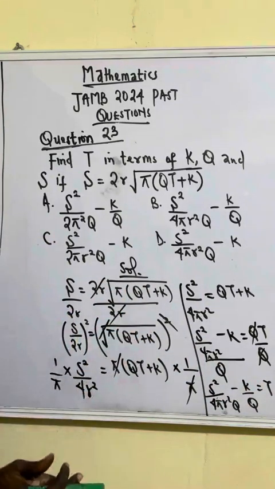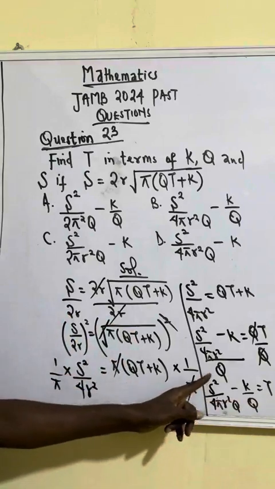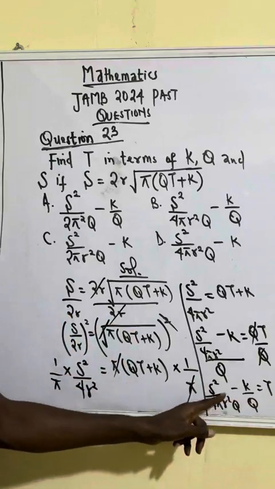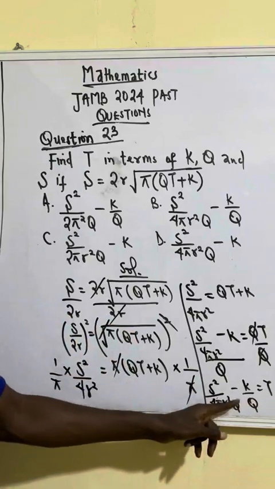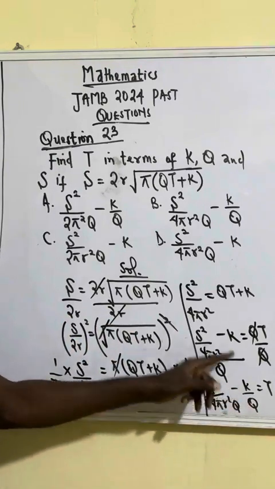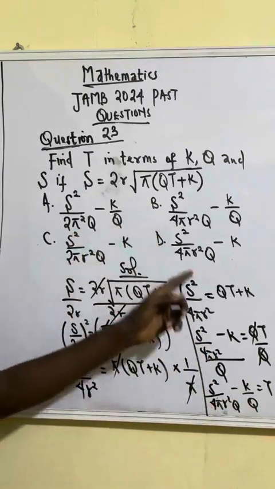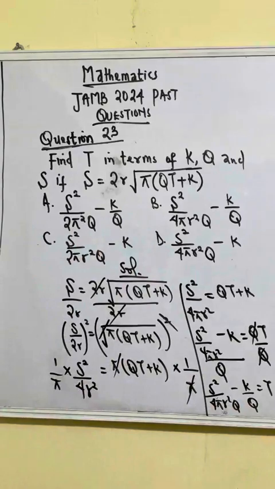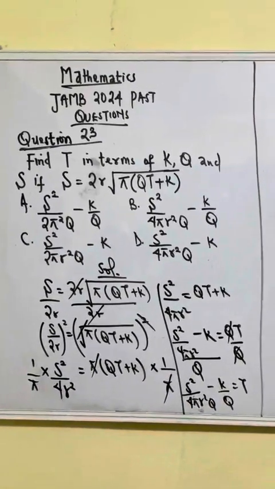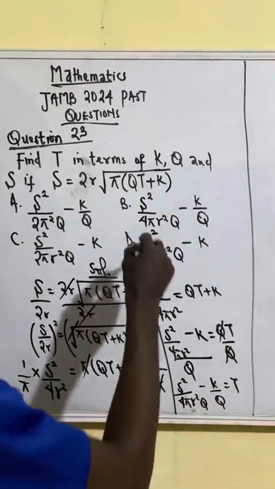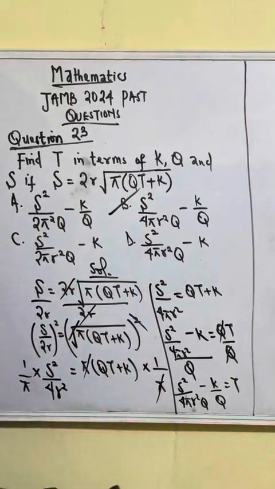So if you check the options, that is T equal to S squared all over 4 pi R squared Q, minus K all over Q. In fact the answer is already showing, that is option B. It means option B is the best answer. So that is my answer. Thank you.